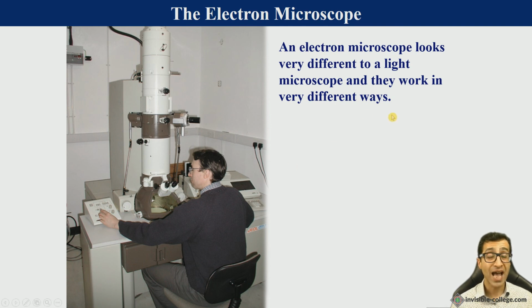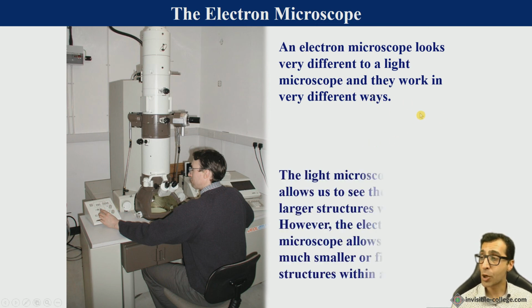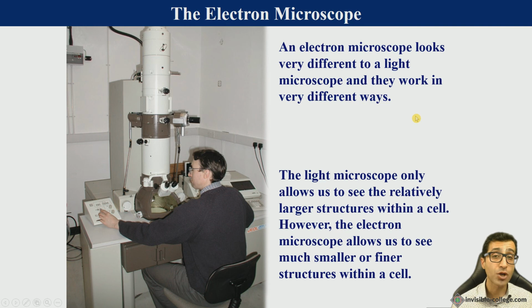Now, electrons have a much shorter wavelength, if you model them as waves, than a single wavelength of even blue or violet visible light. And so if you use electrons rather than light in your microscopy, you're able to resolve to a much higher degree of resolution, and also you're able to achieve a much higher degree of magnification. So the light microscope only allows us to see the relatively larger structures within a cell. However, the electron microscope allows us to see much smaller or finer structures within a cell.